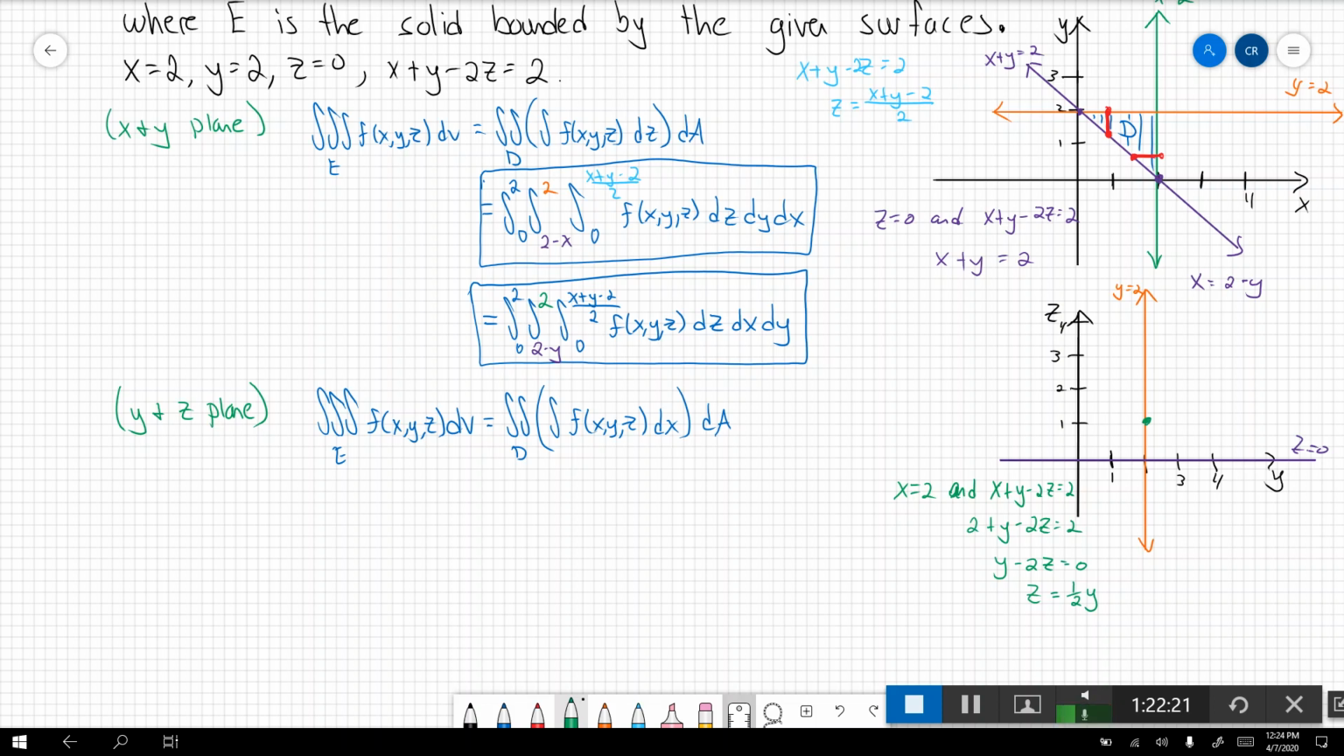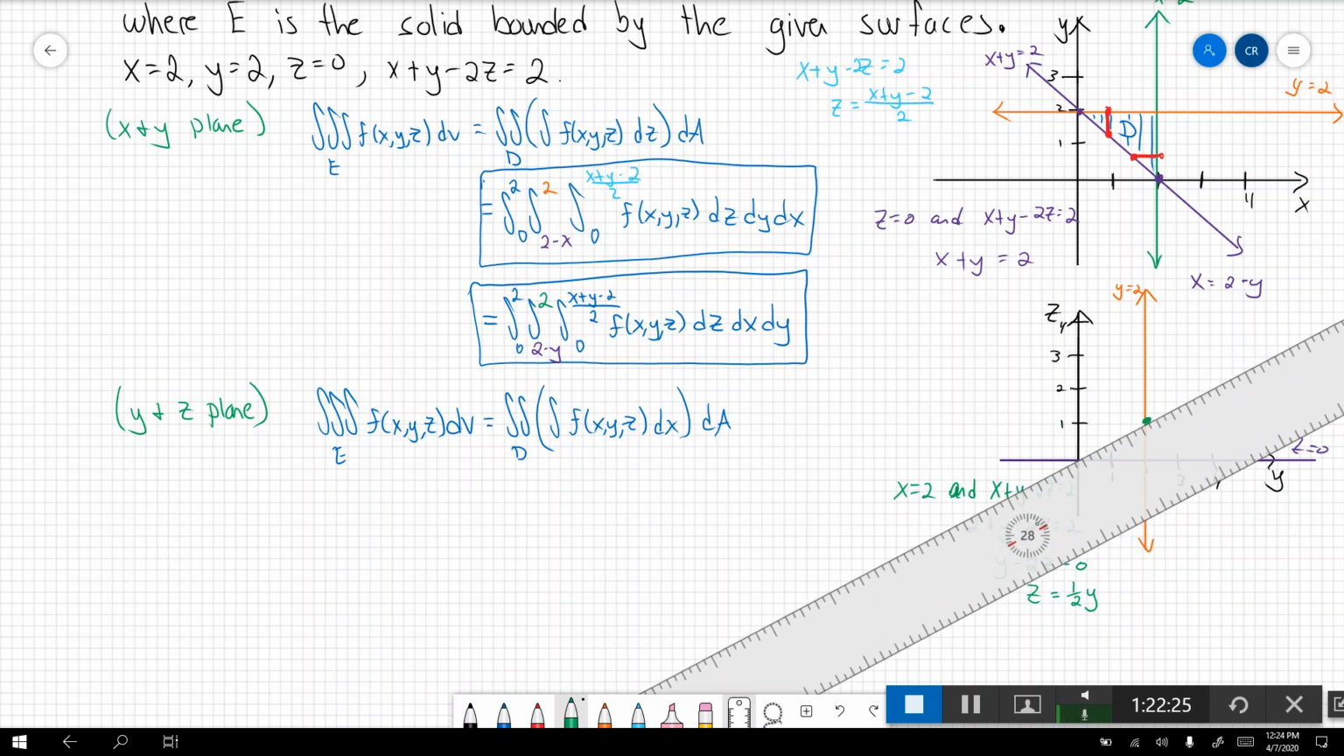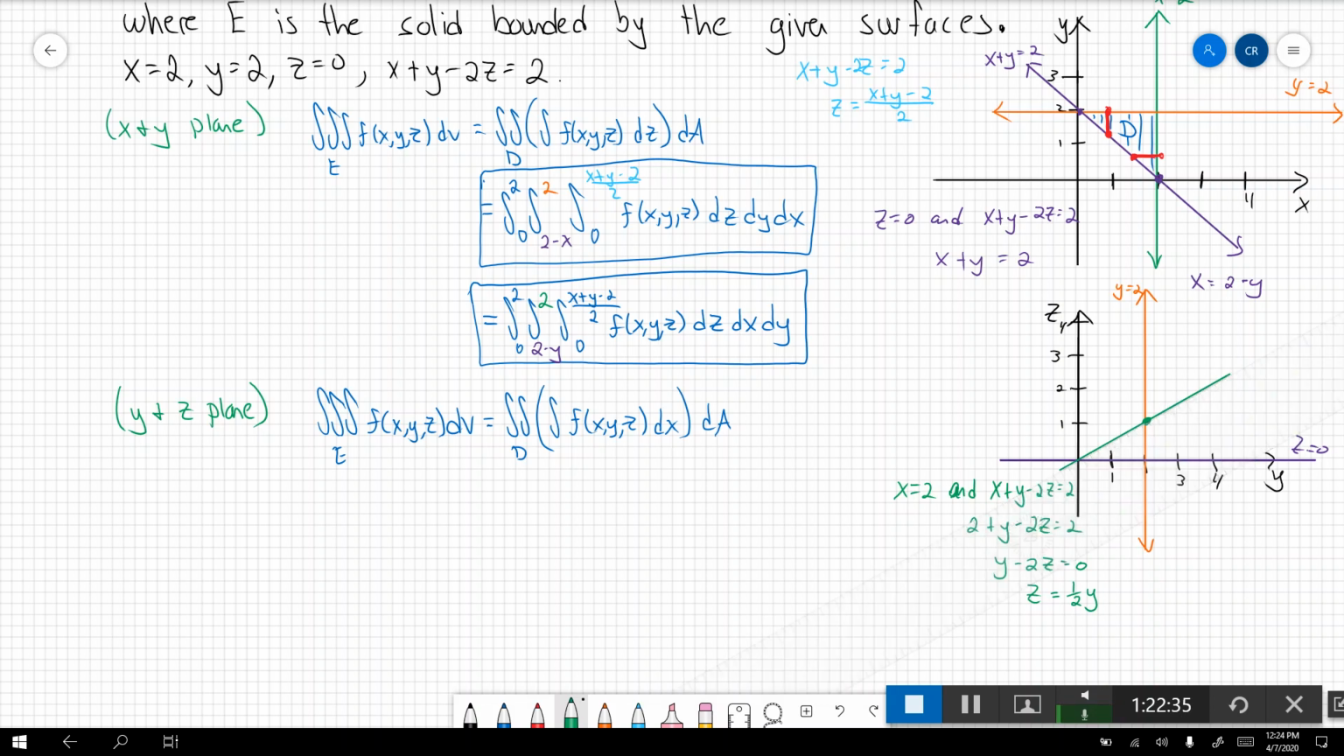Let's get a ruler here, and let's go through. So there we are. Perfect. So now the domain that we're looking at is right in here. So that's my domain. Now, because that's my domain, I can start talking about how I want to set this up.